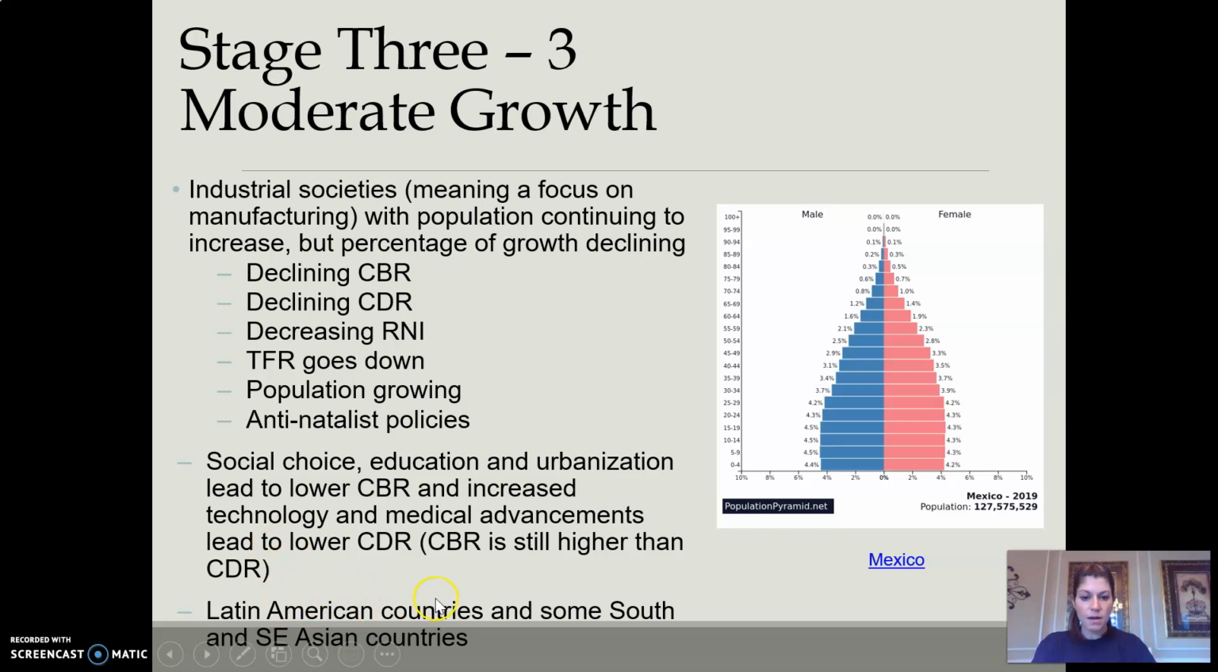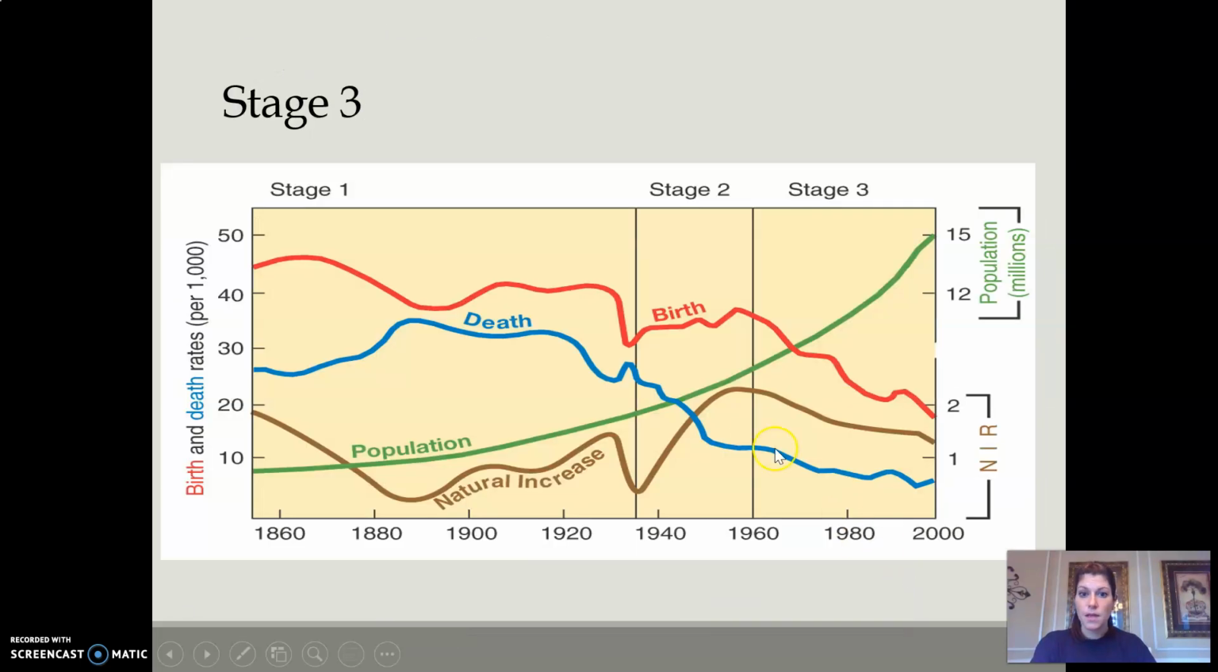And most of our Latin American countries and some of our South and Southeast Asia countries are in stage 3. Again, I have provided a link to the World CIA Factbook if you want to go look at some of the demographics for Mexico. So if we're in stage 3, we're going to still see the population increasing. Birth rates, as you can see, will decline. Our natural increase rate is starting to decline a little bit, so it will be moderate growth. And then our death rates will continue to drop.